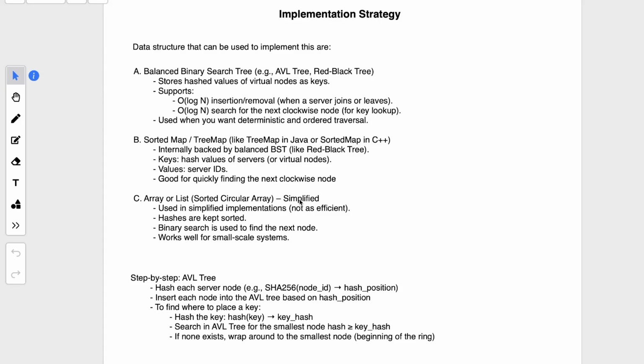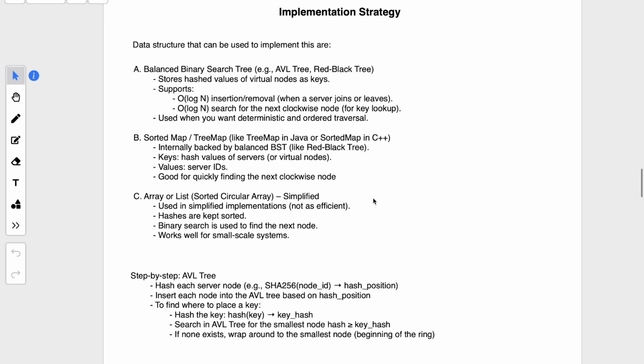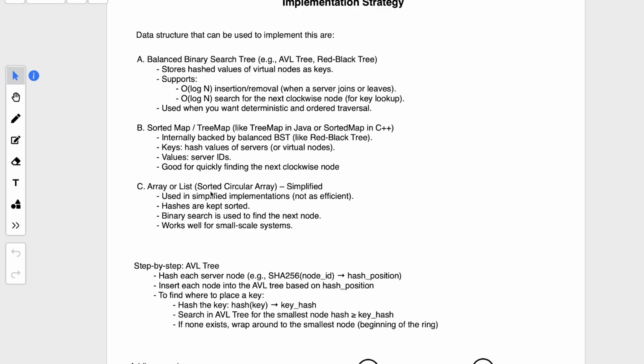In this video, we will talk about how consistent hashing is implemented in the real world. In the real world, consistent hashing is implemented using many different types of data structures. So we will start with the simplest one, which is an array.